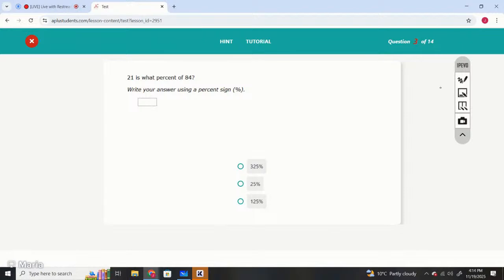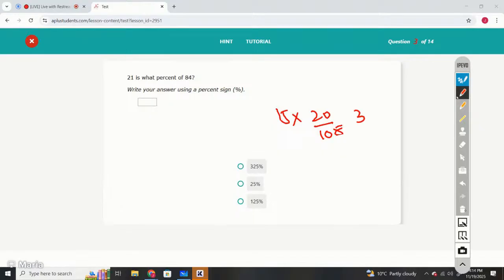21 is what percent of 84, right? So we are given 84 is the whole number, right? We need to calculate how much percent of 84 is 21. Got it? So let's just solve this question for x. So we need to multiply both sides by 100.